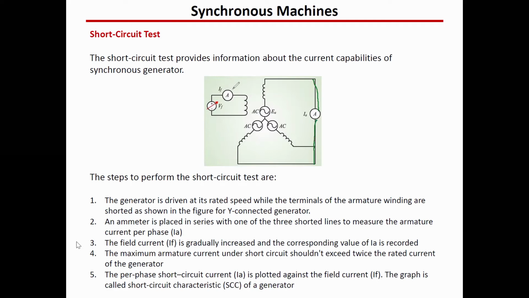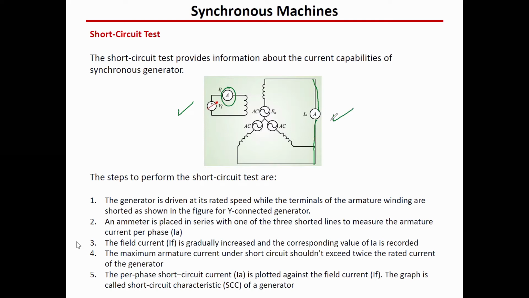We connect also the same ammeter that we had before in the open circuit test. We change the field current. We record each time what will be IA. And that's it. This is called the short circuit characteristic curve. And we draw also the relation between them.